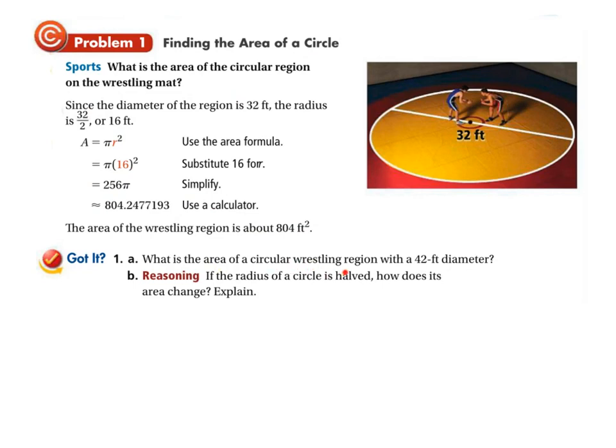Okay, so you're going to apply your understanding to this problem, this got it problem. What is the area of a circular wrestling region with a diameter of 42 feet? Okay, you'll calculate that first off by pausing the video and unpause it when you have your answer. There's also this that you should consider before you unpause it. If the radius of a circle is halved, how does that affect the area? How does the area change? Okay, so pause the video now and do those two parts and unpause it when you have your answers. Pause it now.